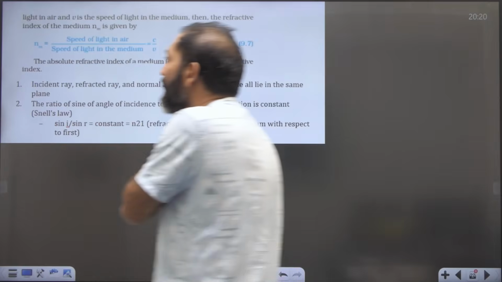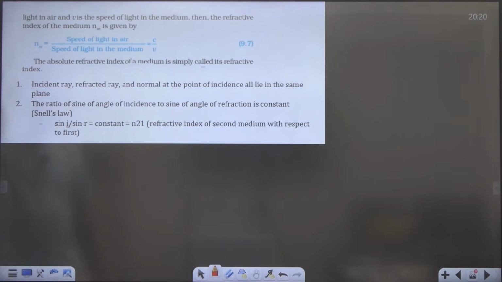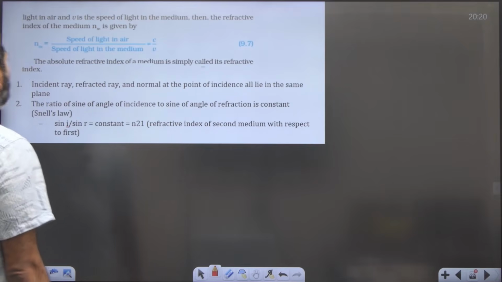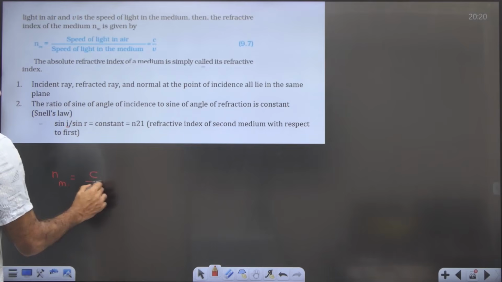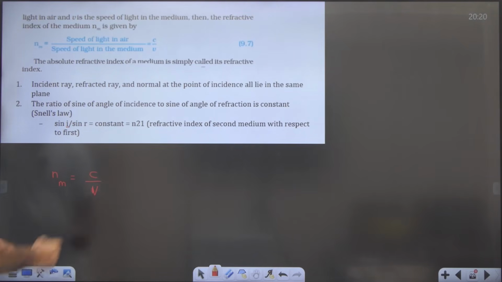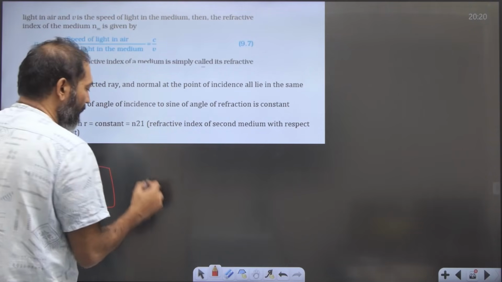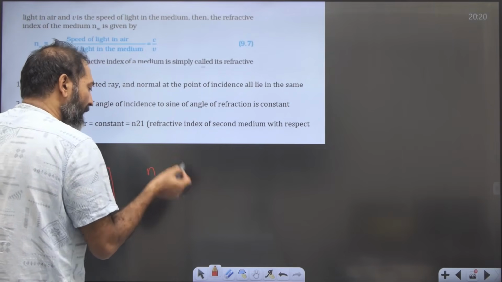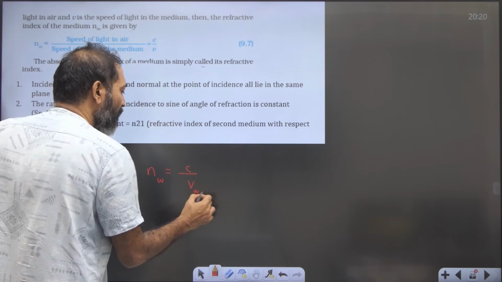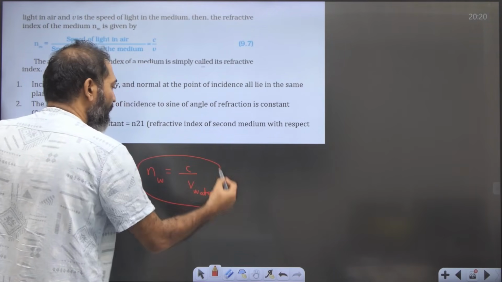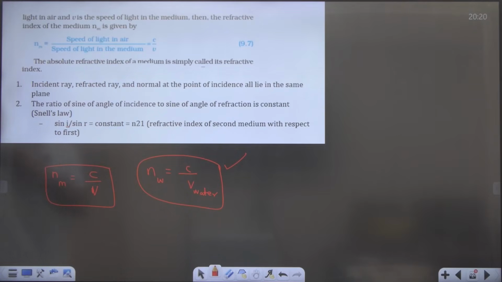Now, if c is the speed of light in air, and v is the speed of light in the medium, then refractive index of the medium is equal to speed of light in vacuum divided by speed of light in medium. N suffix m stands for refractive index of the medium. For example, the absolute refractive index of water is speed of light in vacuum divided by speed of light in water.